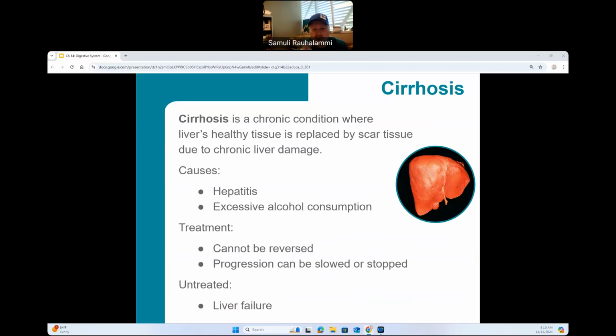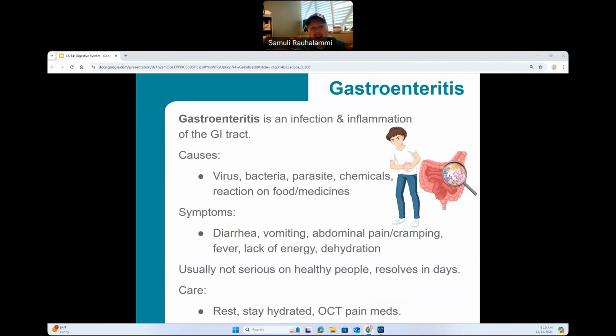And I was going to say about the treatment. The reality is that it cannot be reversed. However, the progression of cirrhosis can be slowed down or stopped. If liver cirrhosis is left untreated, it can develop into life-threatening liver failure. So it's really important for us to consider in that sense as well. Let's have a look at the next one.